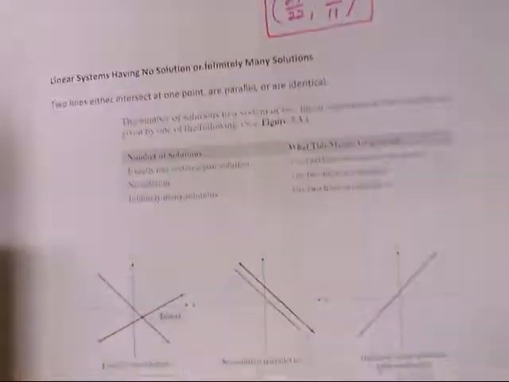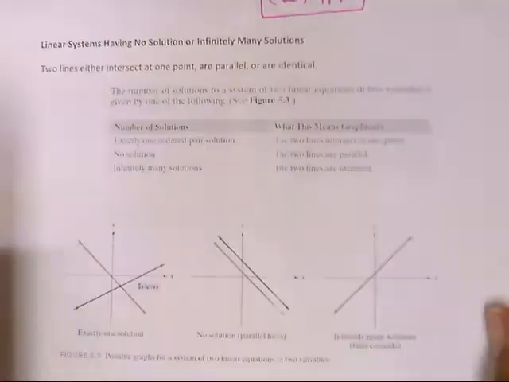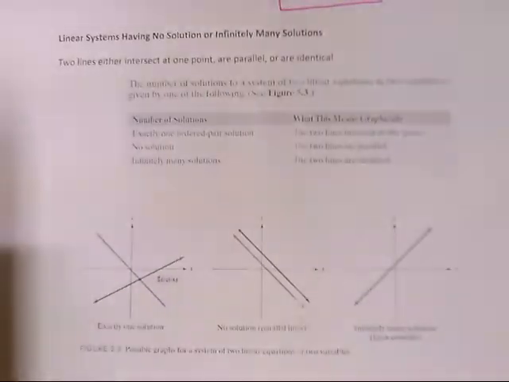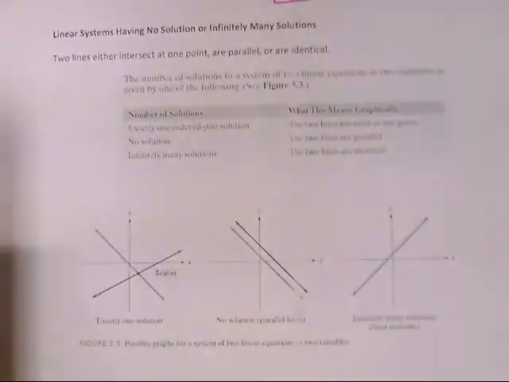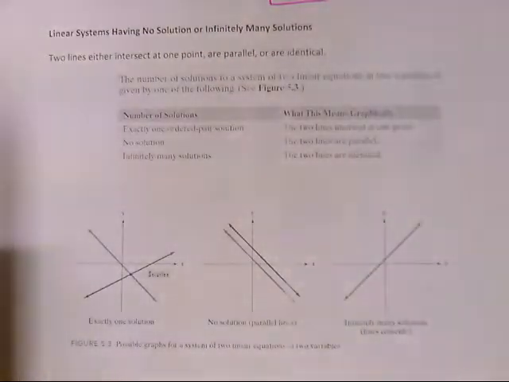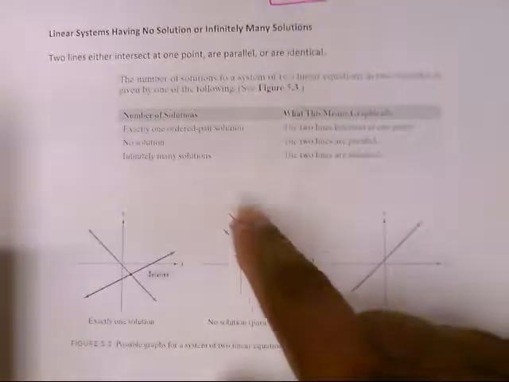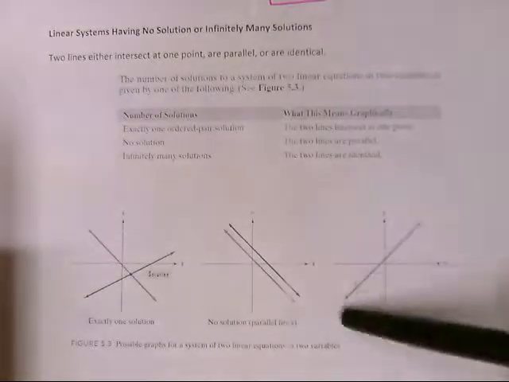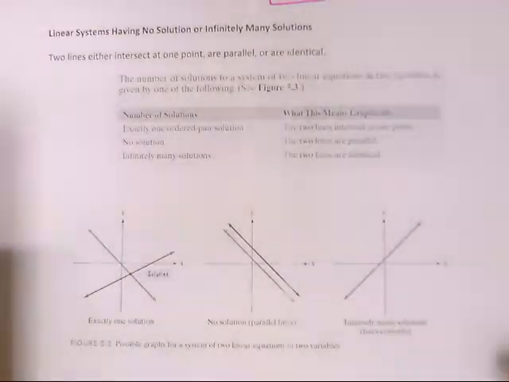All right. Now, there are some cases where you may have a linear system that may have either no solution or infinitely many solutions. Okay? Now, two lines either intersect at one point, are parallel, or identical. Now, the ones that we did where we got a solution to the ordered pair, those are where two lines intersect at that single point. They could be parallel, meaning that they don't intersect at a single point, or they could be identical, meaning that one line lies on top of the other.